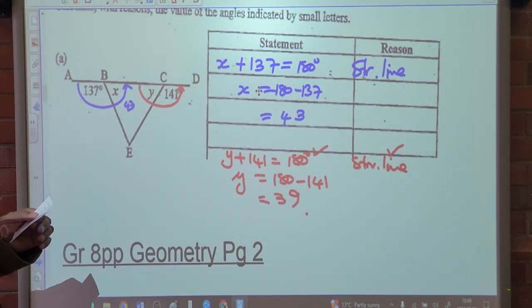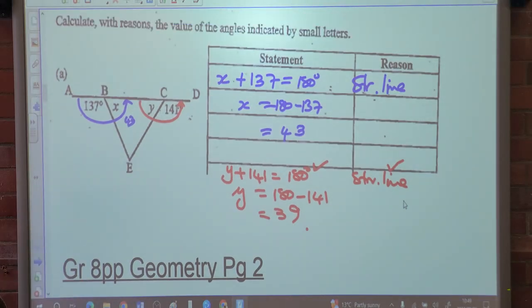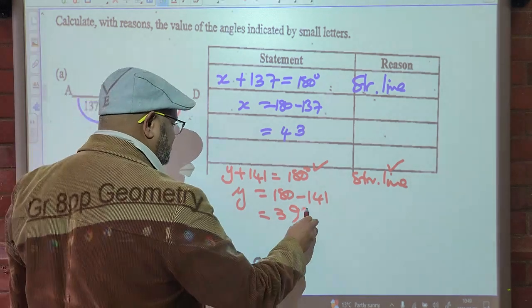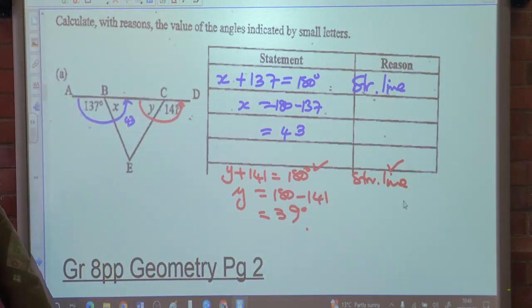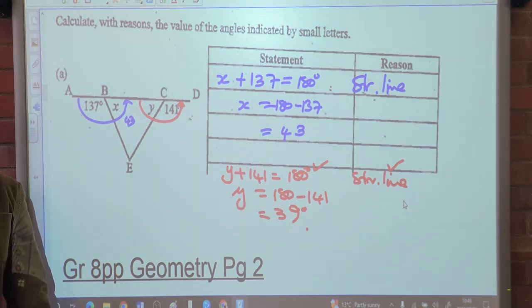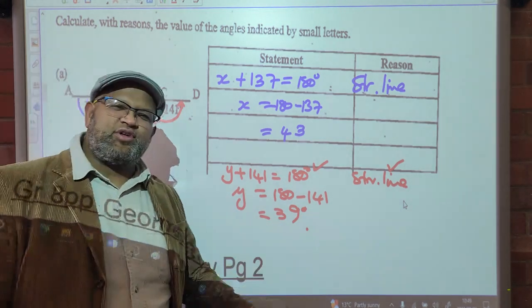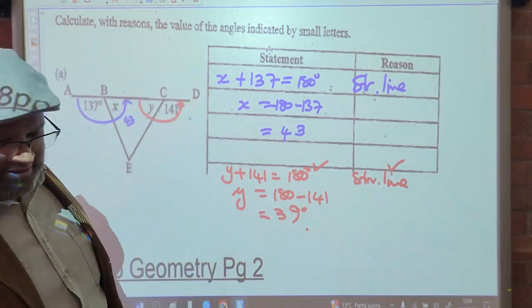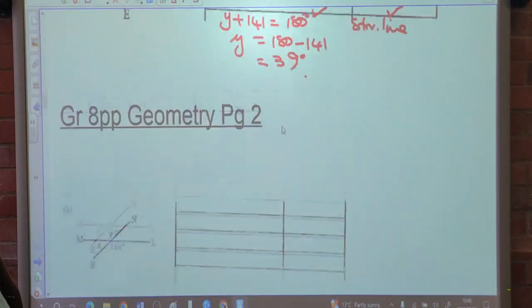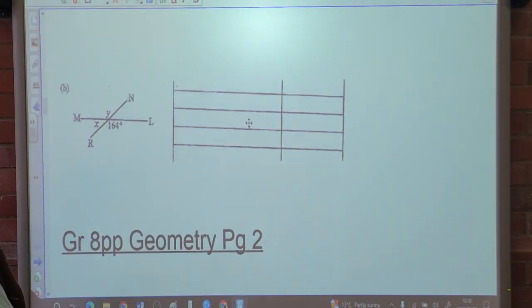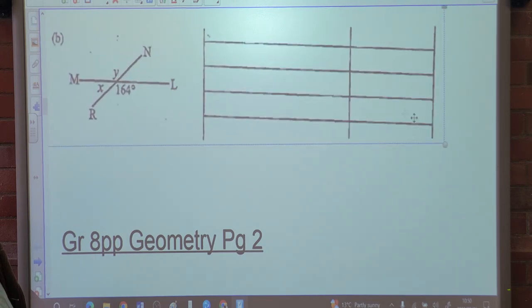Will you lose a mark if you forget to put the degrees on top of the answer? No, you won't. You will lose marks in many other places, so we overlook that. But people, the right thing is to write degrees, okay? And many times you'll see me not write it because I'm not a very good student. Yeah?